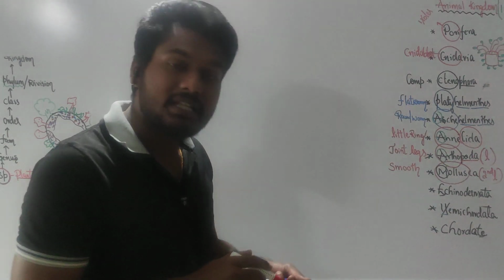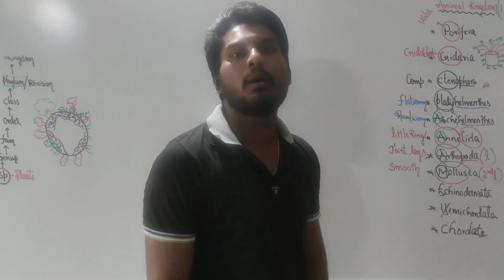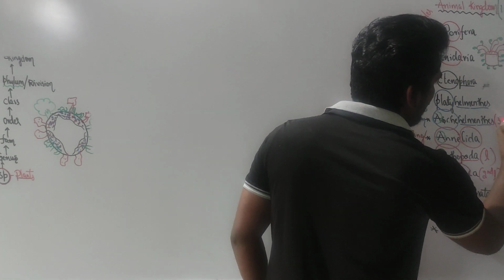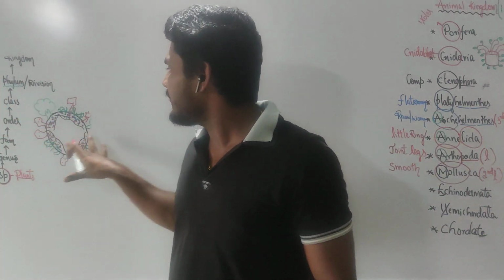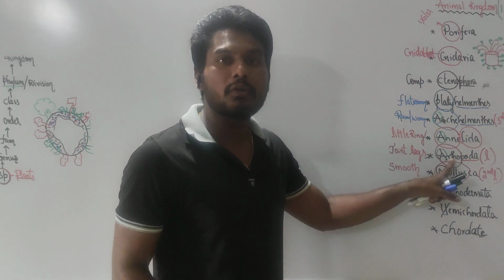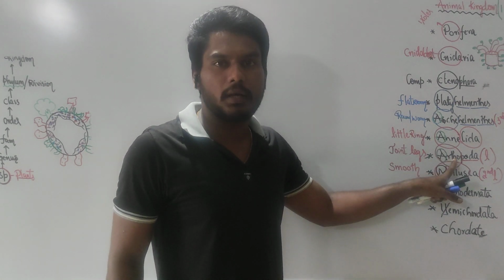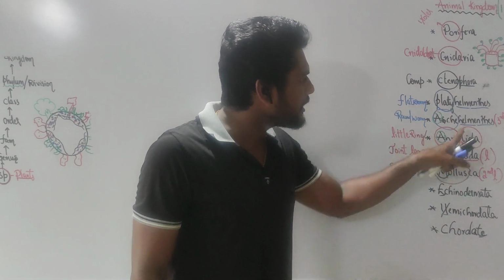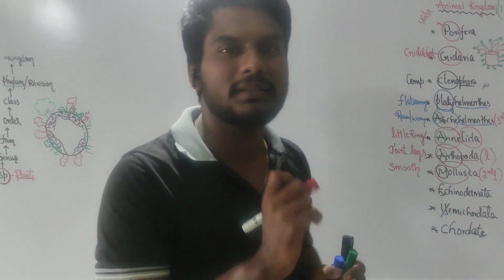What is the first largest phylum? Sorry, Arthropoda. Second largest phylum, mollusca. Then what about the third largest phylum? The third largest phylum is Aschelminthes. So in this entire animal kingdom, which animals are more? Arthropods are more when you count. Largest means not large in size, but in number. After arthropods, molluscans are more in number. After molluscans, roundworms, that is Aschelminthes, the third largest phylum.